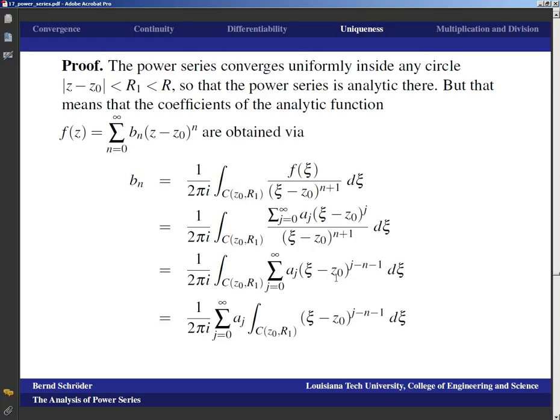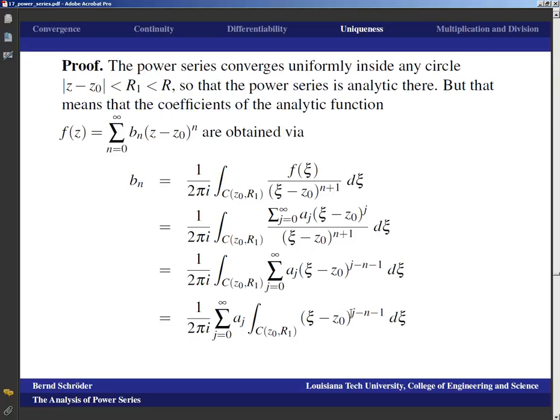And then we can also pull out the infinite sum because the rest is a power series. So that means this is now 1 over 2πi, the sum from j equals 0 to infinity of a_j times the integral over the circle of radius r1 around z0 of (c minus z0) to the j minus n minus 1. And we've dealt with these things before.